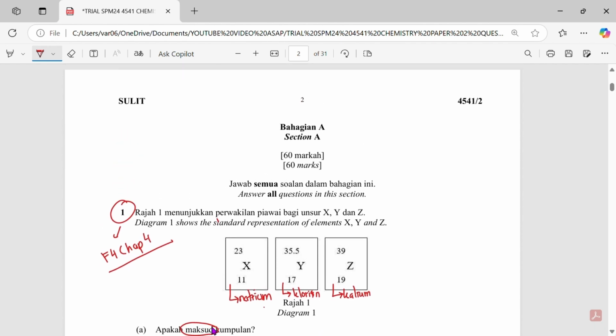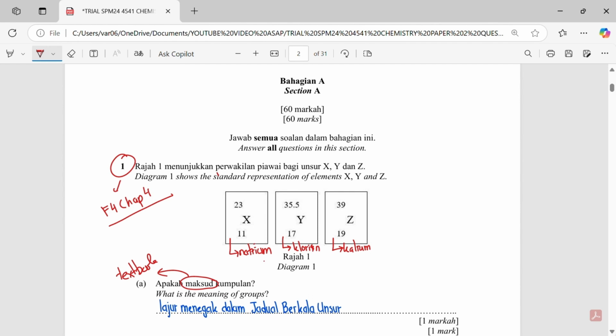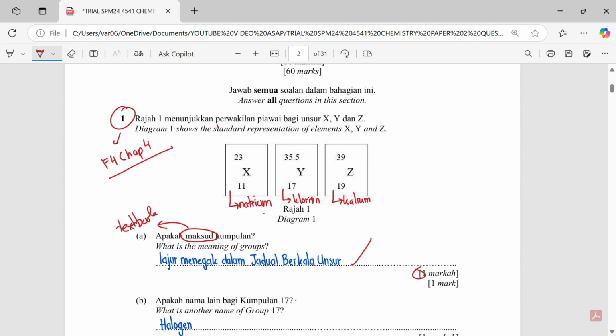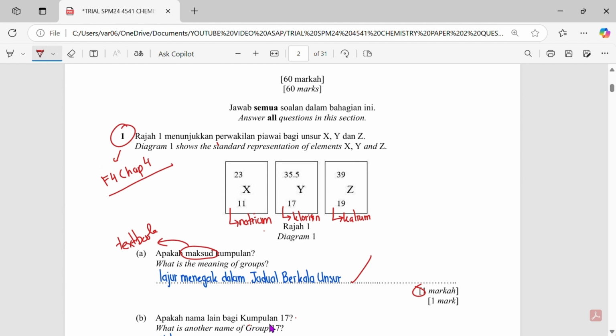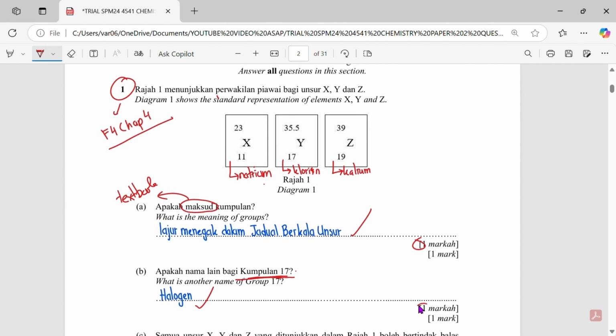Apakah maksud kumpulan? So for definition questions, please refer to your textbook only, not any other reference books, one and only, which is your textbook. Please refer to your textbook. Alright? Okay. So, kumpulan merupakan lajur menegak dalam jadual berkala unsur. 1 mark. Next, apakah nama lain bagi kumpulan 17? So, kumpulan 17 is also known as halogen. Okay.